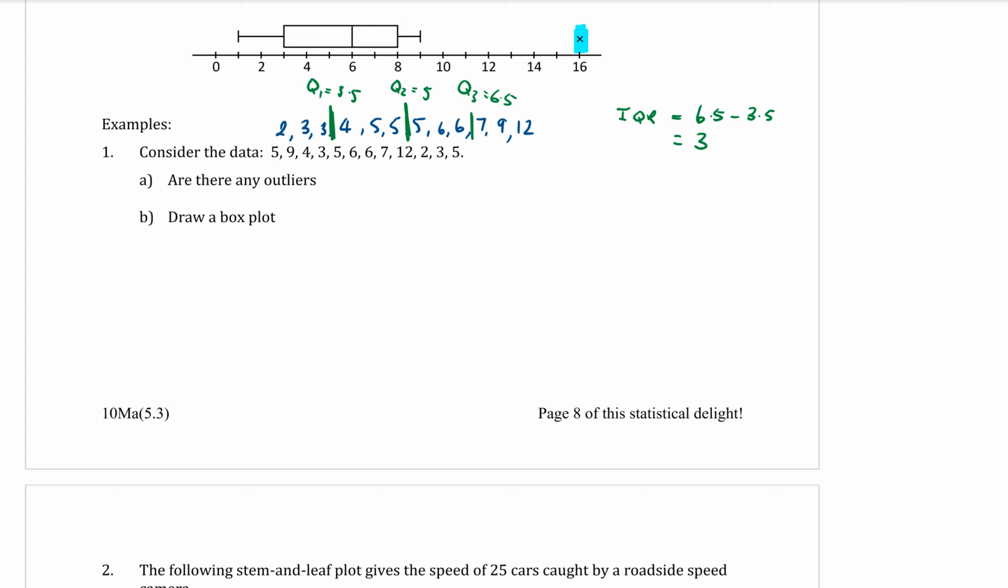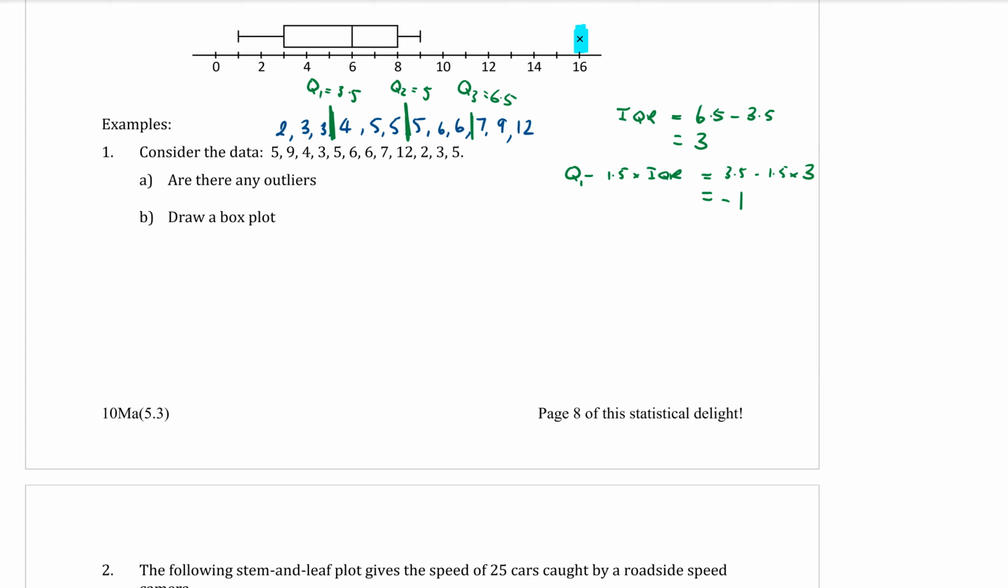So using the formula, the lower outlier is Q1 minus 1.5 times the interquartile range. So my Q1 was 3.5 minus 1.5 times 3. That's my interquartile range. So I think if you work that out, that comes out to be minus 1. Now, if I have anything lower than minus 1, it would be an outlier. I do not have any scores lower than minus 1. So no lower outlier. Let's try the upper one.